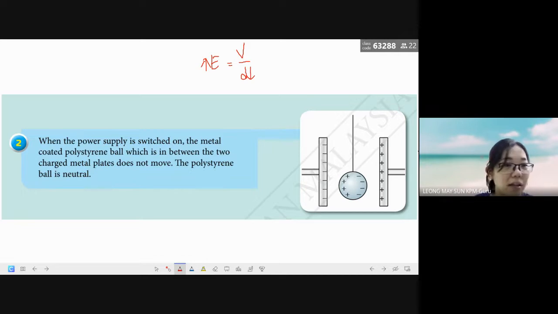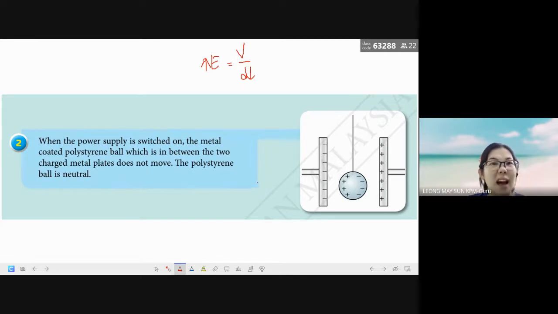Okay, so now over here, this part in your textbook, or in the PowerPoint slide you printed out, please make sure you put a remark over there. They have asked this question a few times already over the past few years. What happens to the ping pong ball, the metal-coated polystyrene ball, when the power supply is on, but they didn't displace it?